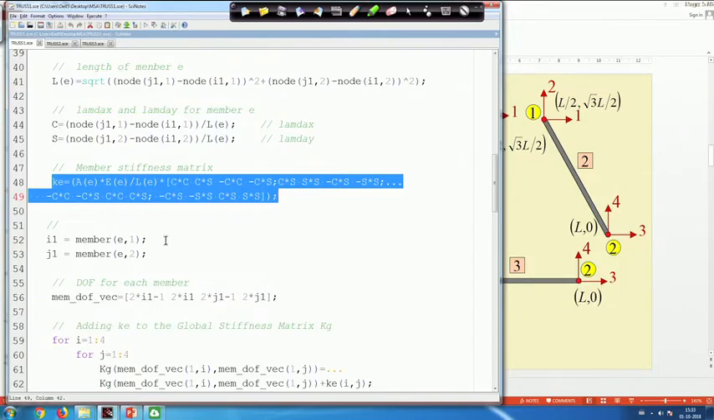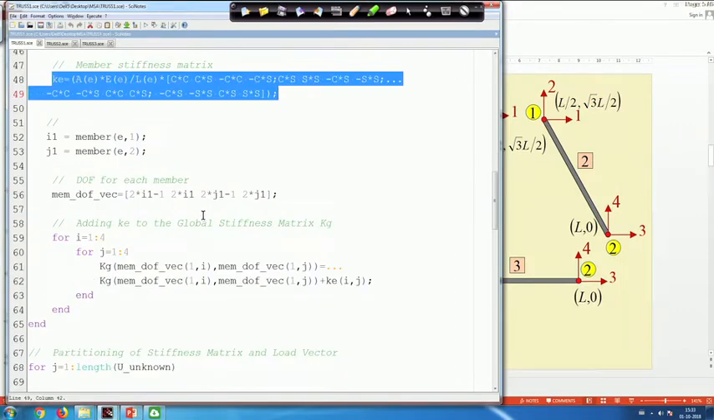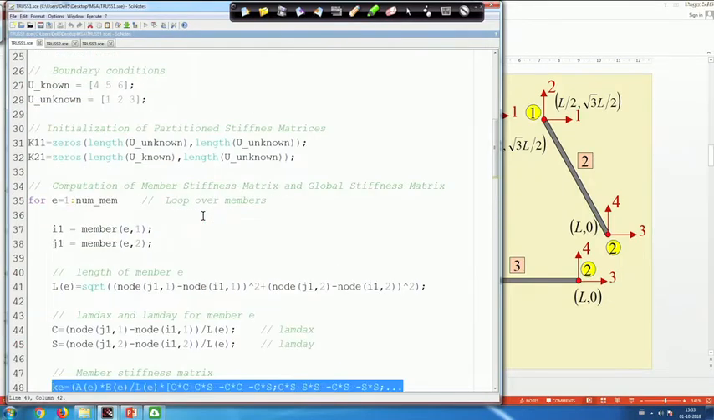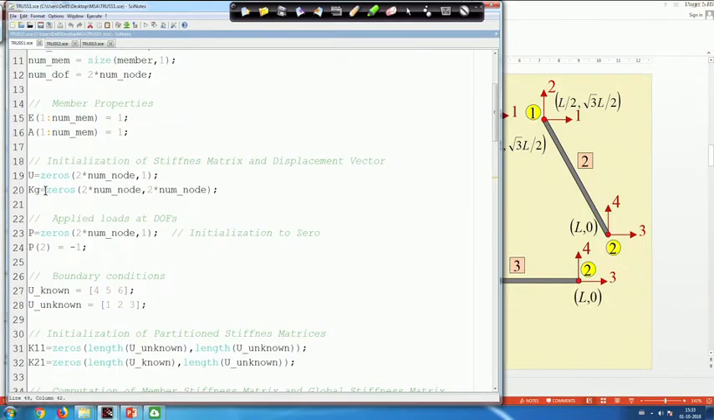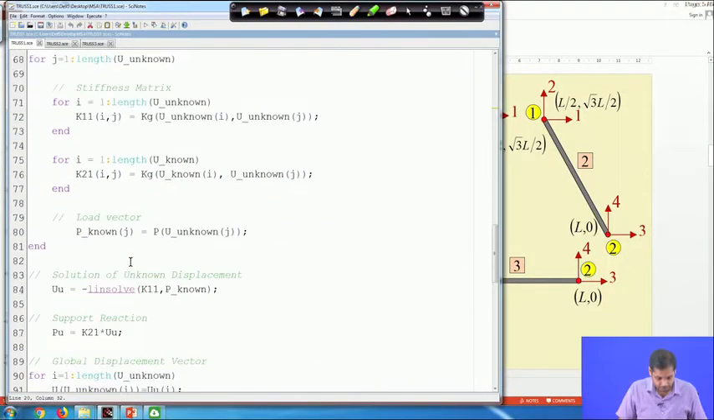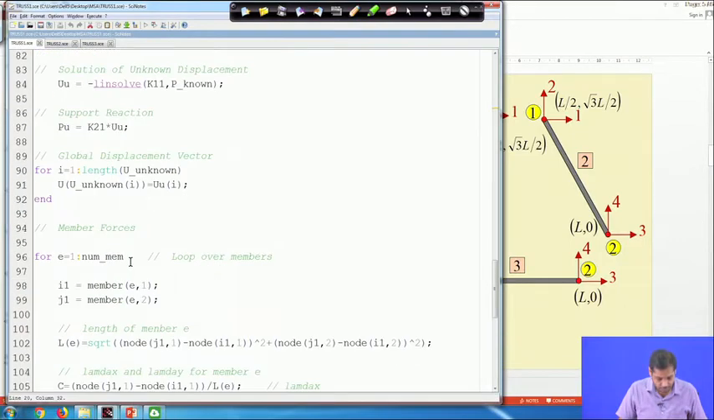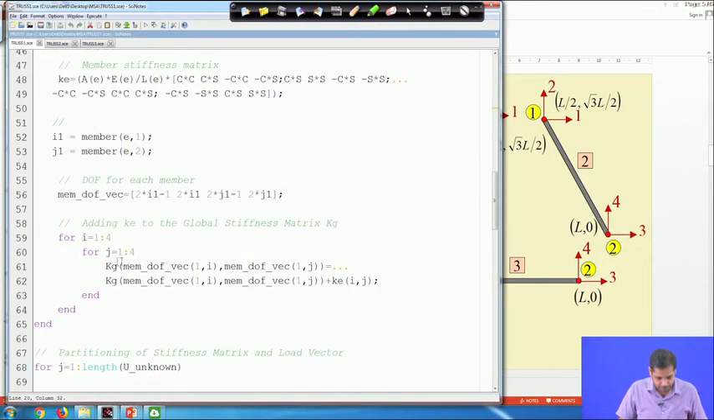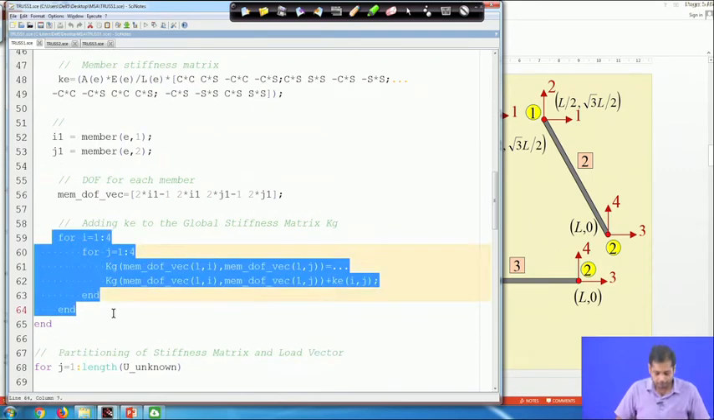Now, we have to assemble them, right. You see, we have already initialized the global stiffness matrix to 0. Once we have the member stiffness matrix, the process is to take the corresponding elements in the matrix and add them to the global stiffness matrix, and this is done in this part. Okay.